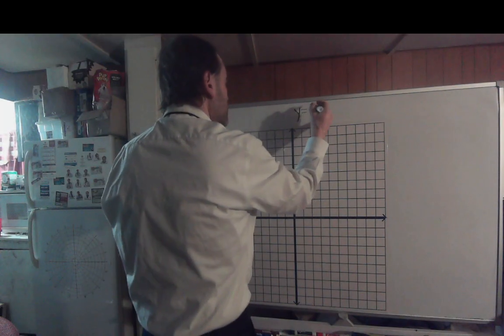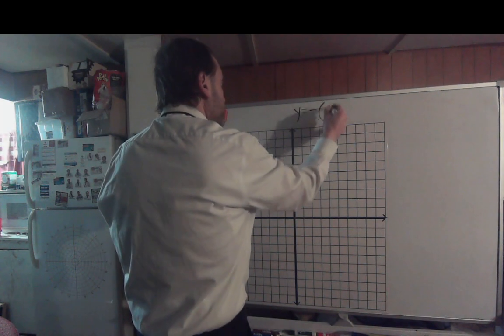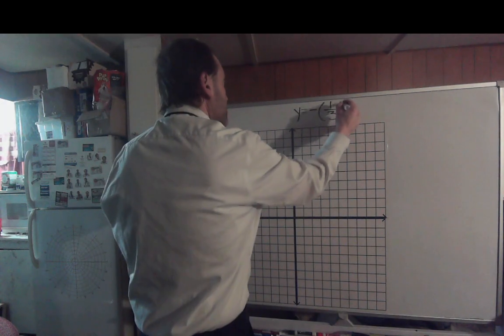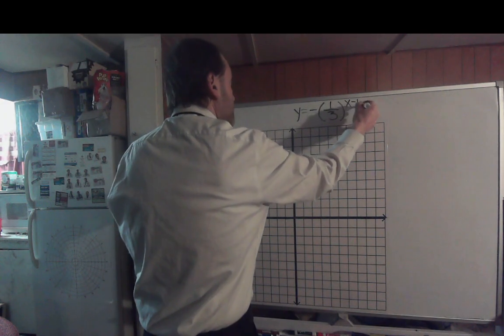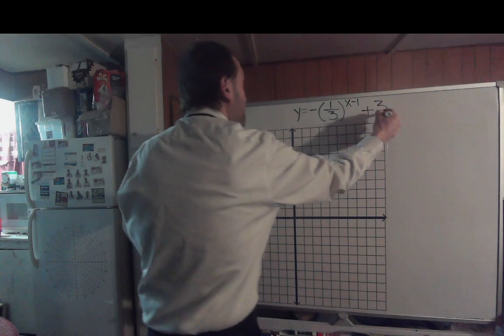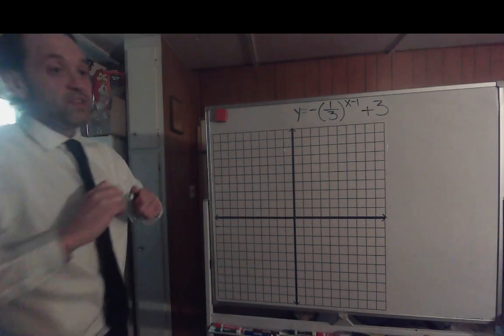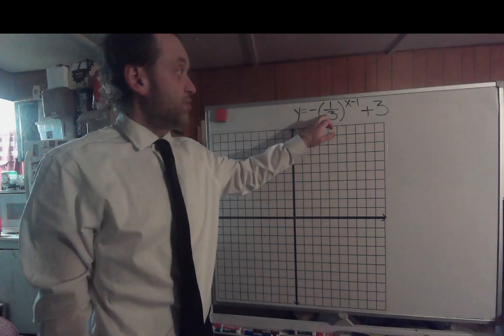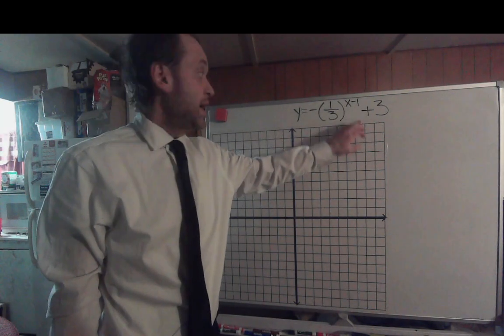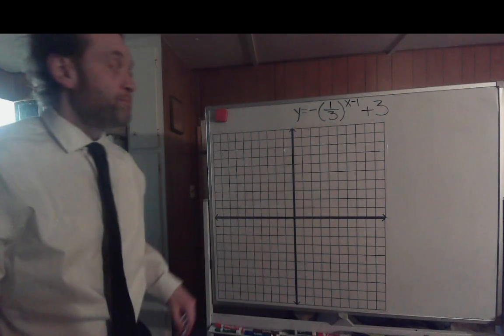Let's say, good one, we have the negative of 1/3 to the x minus 1 power plus 3. So we have the negative of the quantity of 1/3 to the x minus 1 power, all that plus 3.